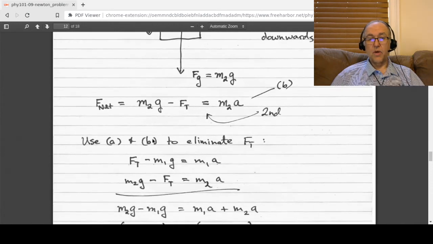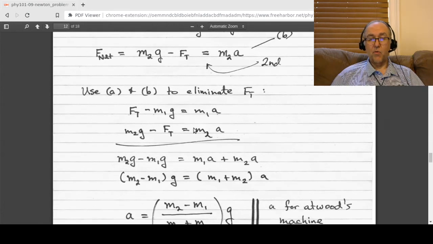Okay, so put the two equations together, just like we did before. We get equation A, which is Ft minus M1g equals M1a, and equation B, which is M2g minus Ft equals M2a. Add the left-hand sides together, the Fts will cancel, and we get M2g minus M1g. Add the right-hand sides together: M1a plus M2a. Okay, so there you go. I've added the two equations together.